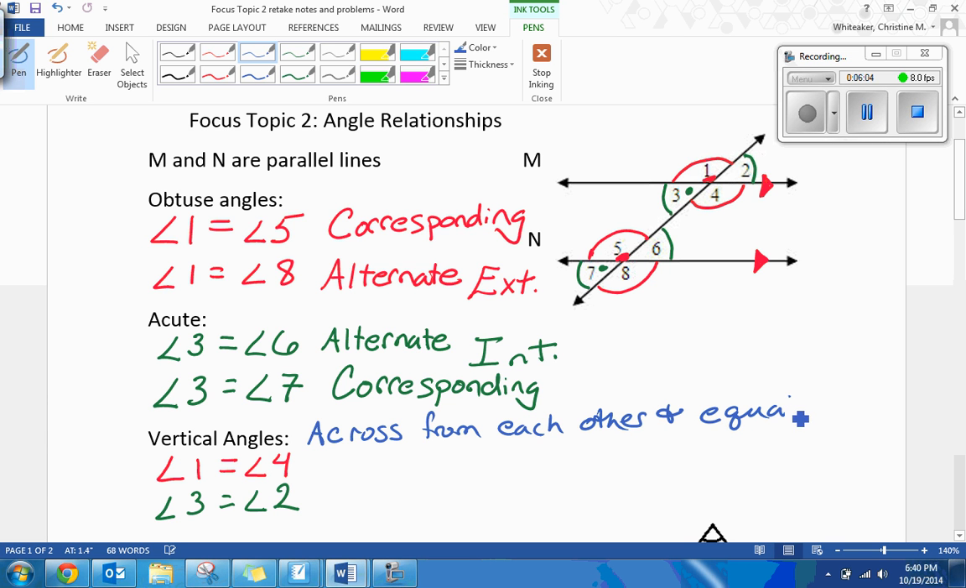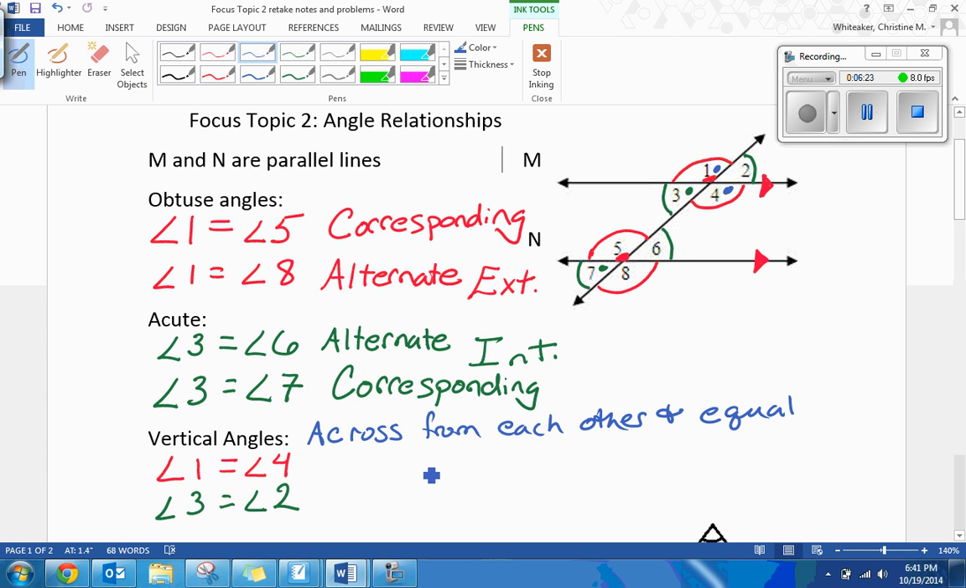Okay, so any angles that are across from each other and equal, so angle 1 equals angle 4, are vertical angles. So we have angle 1 listed as a vertical angle and angle 4 listed. Then we have also angle 3 and angle 2. But there's also some more down here, and let's list those really quick.